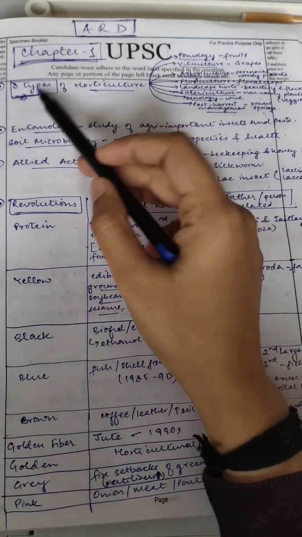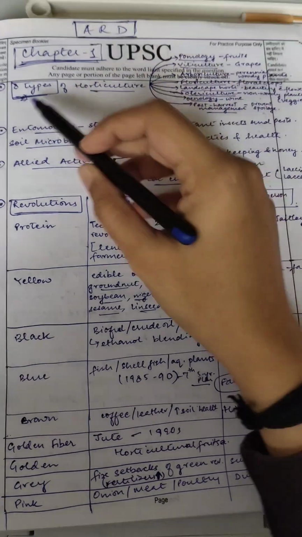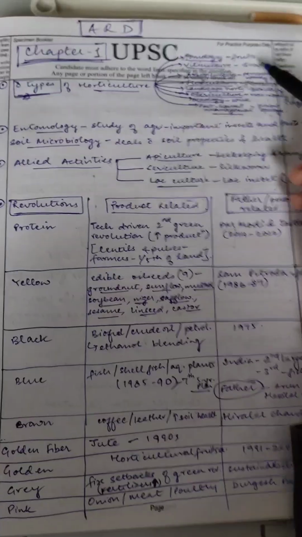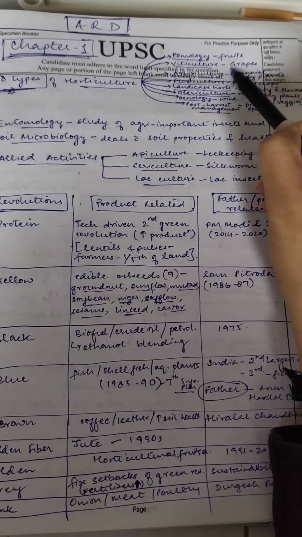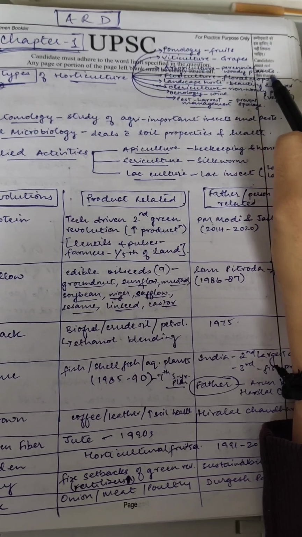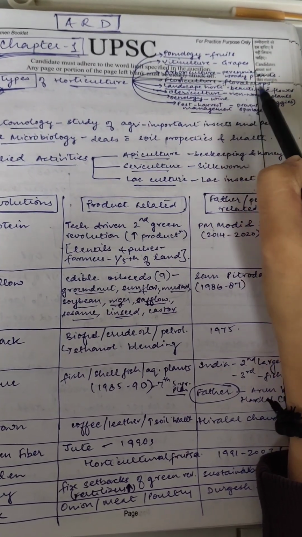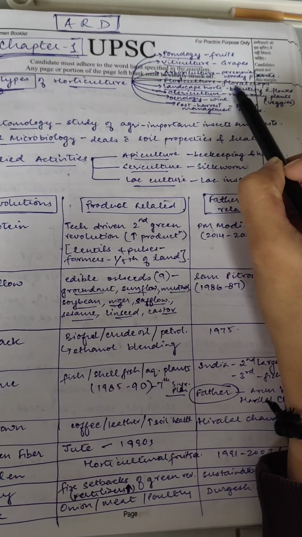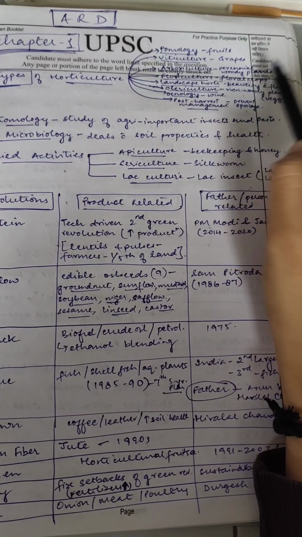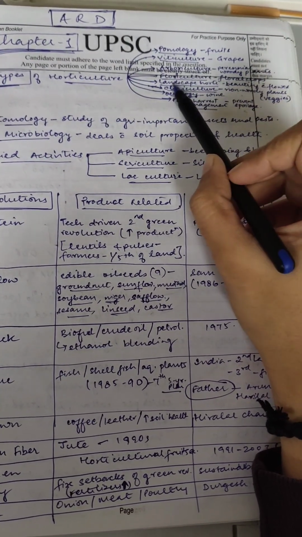What I found relevant is the types of horticulture, which are very difficult to remember. There are 8 types of horticulture. Pomology is related to fruits. Viticulture is the cultivation of grapes. Arboriculture is the practice in which perennial woody plants are cultivated. Floriculture is about floral crops, the plants which are cultivated for the sake of flowers and for ornaments. The practice is called floriculture.